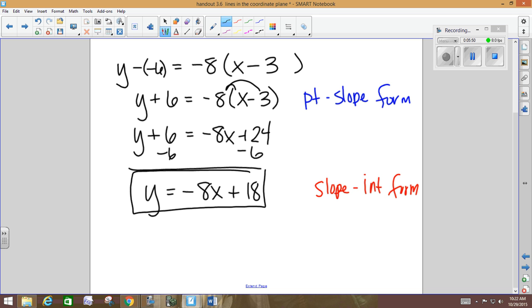Every time you write an equation today, it needs to end in slope-intercept form. But you have to start in point-slope form, so you're going to end up having both forms on your homework. Yeah, me too. Okay.